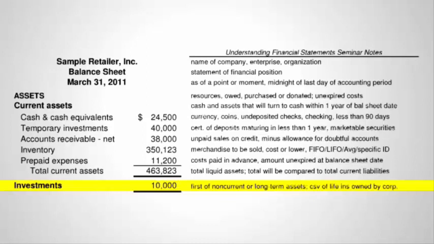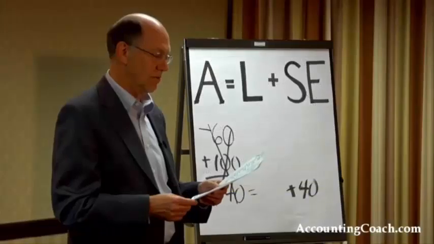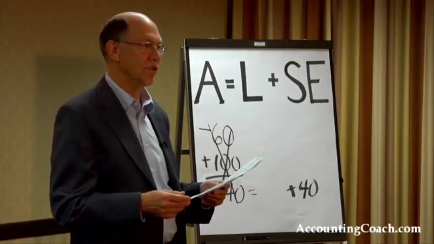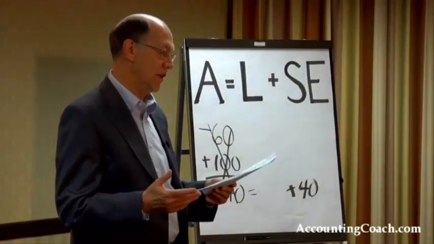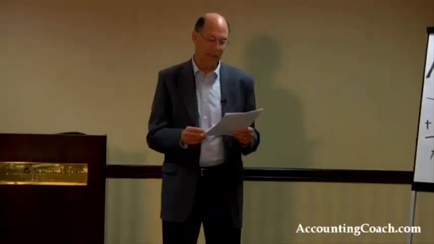And this includes more than securities. It could be the cash surrender value of a life insurance policy that the company owns. It could be some cash that's restricted for something and it's not going to be available for use in the next year. So that's the section of investments.